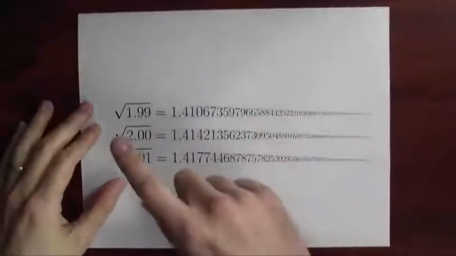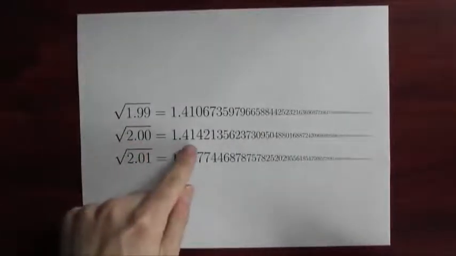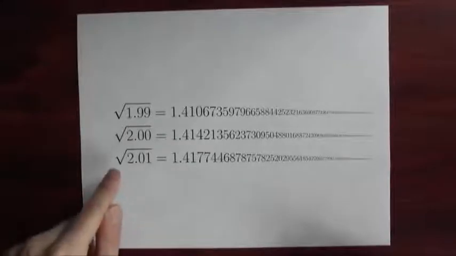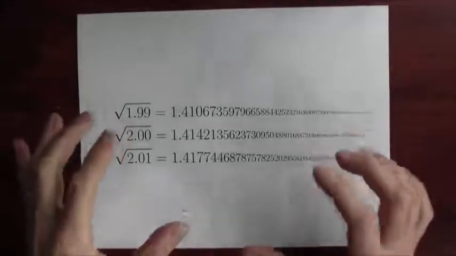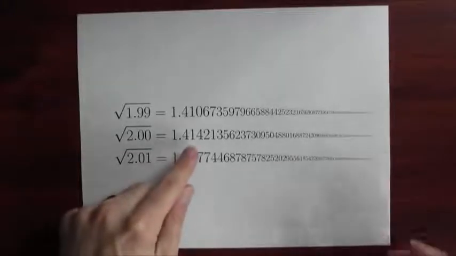Let's think back to our friend, the square root function. What's the square root of 2? Now, the square root of 2 is about 1.414. What's the square root of 2.01? It's awfully close. It's 1.417 and a bit more, which is really close to the square root of 2.